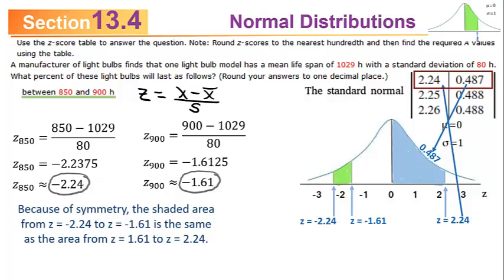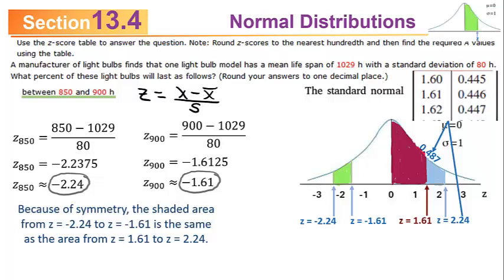But that's too much area. That takes us all the way back to 0. So what we have to do is look up the area associated with z equal 1.61. That's the excess area that we want to get rid of. So we subtract what turns out to be 0.446 from 0.487, the big area minus the excess area, and that gives us an area of 0.041.